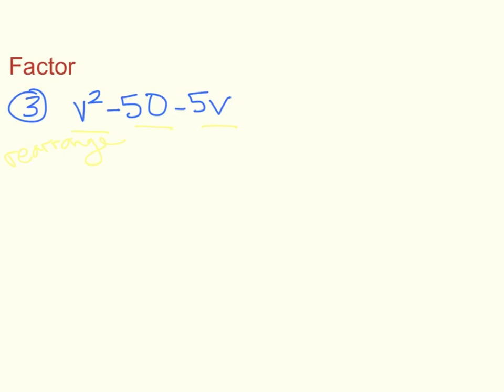So what we'll want to do here is rearrange. I'm going to put the -5v in the middle and put the -50 on the end. This is typically the way that we'll want to go about factoring. And then from there, just go through our regular steps.